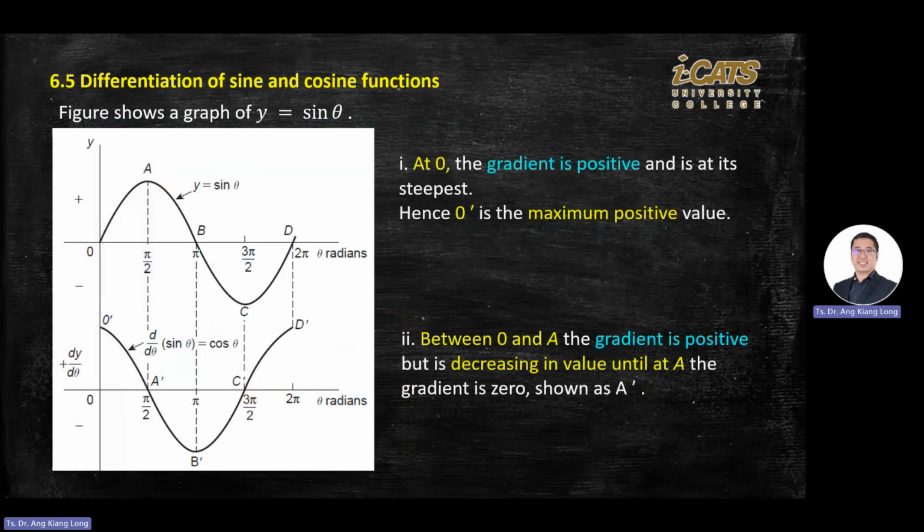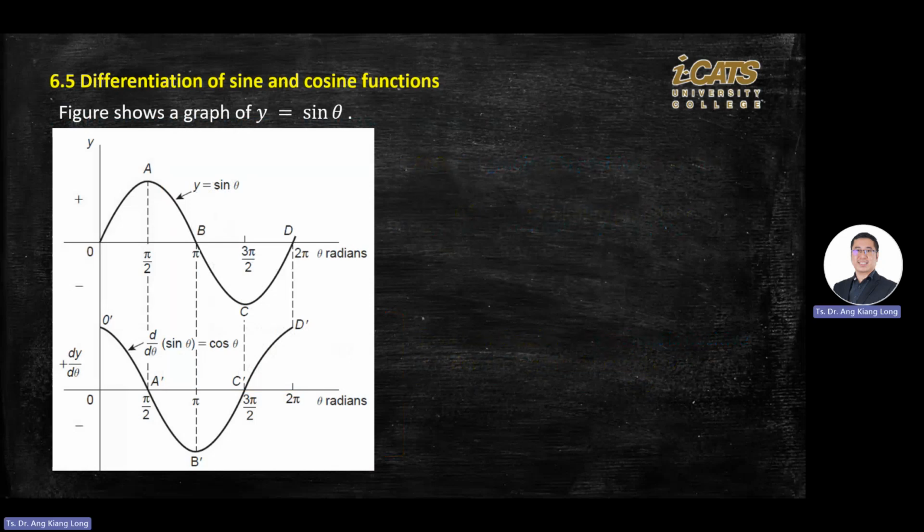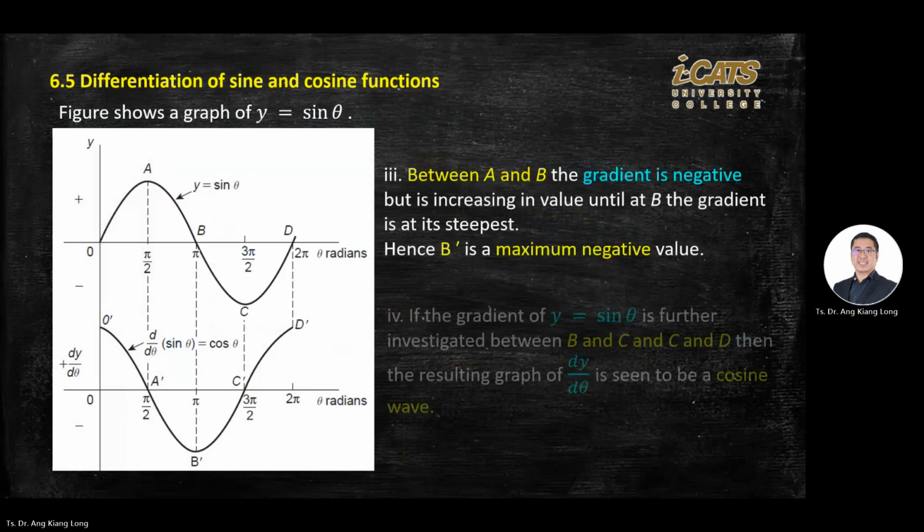The rest you read. At 0, the gradient is positive and at its steepest, so this one goes up. At this point, if you differentiate, it becomes maximum positive. Right? And so on. But anyway, what is important is that I want to show you the general equation.